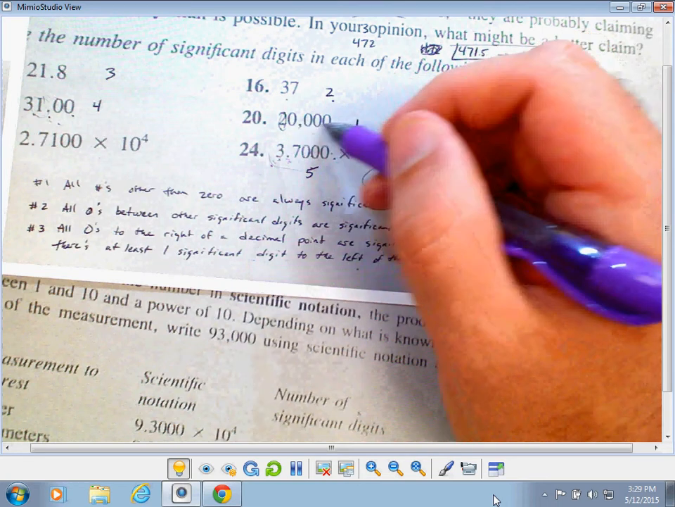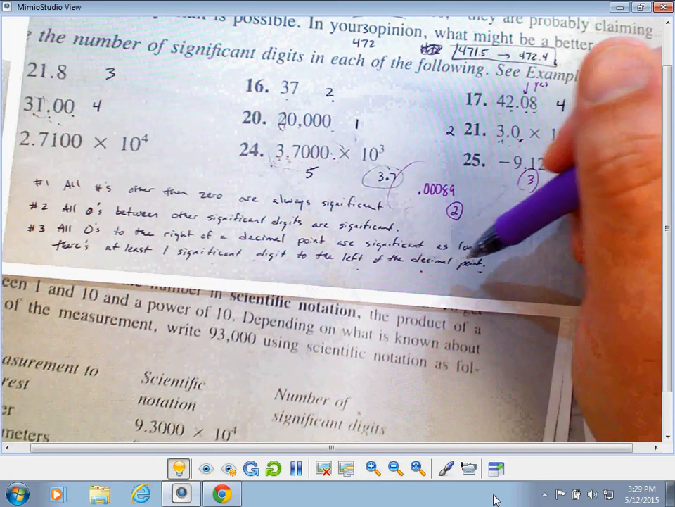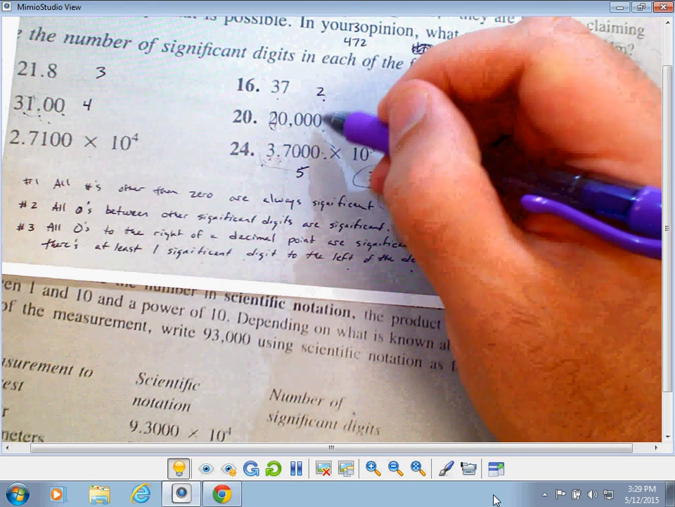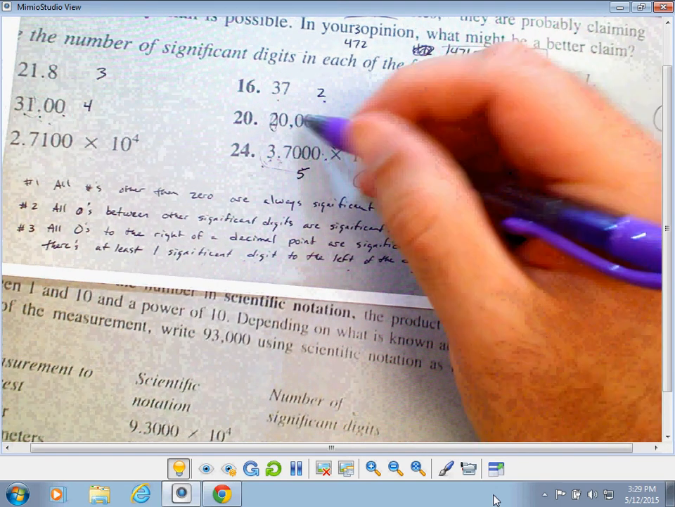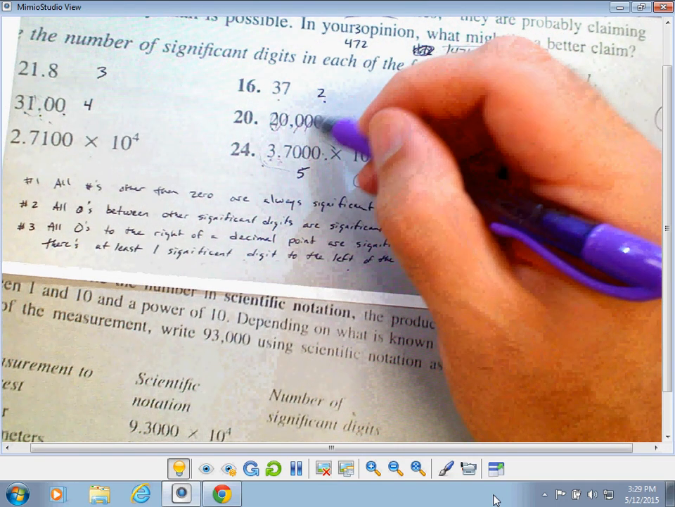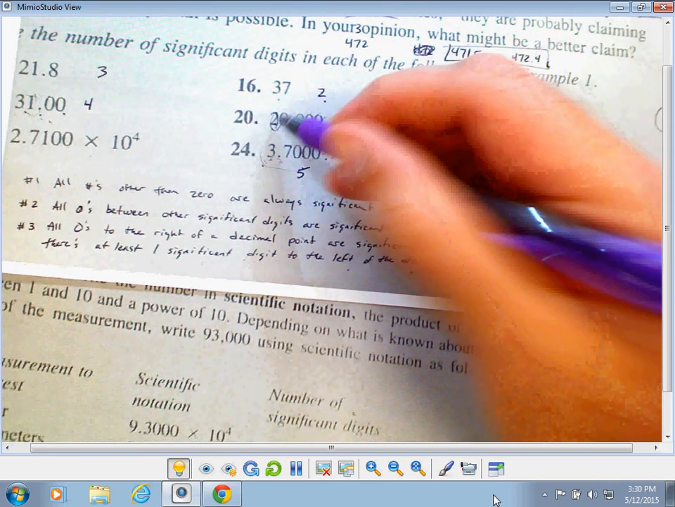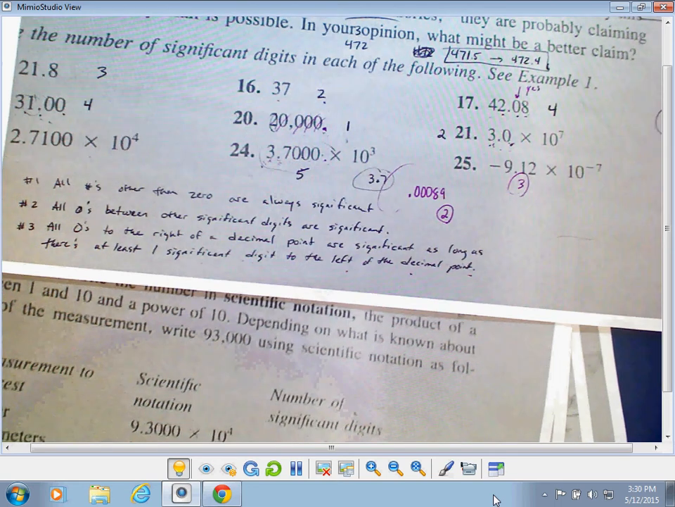There isn't. And how about number 3? All zeros to the right of a decimal point. Well, these are not to the right of the decimal point. The decimal point would be here. They're to the left. So these are not significant digits. Only the 2. So this is 1 significant digit.